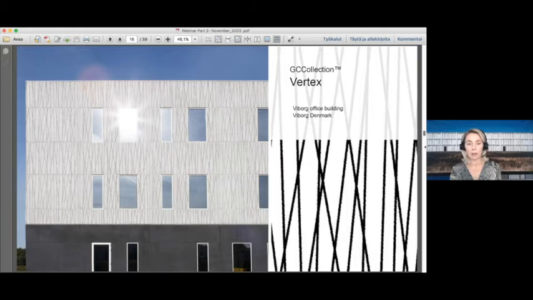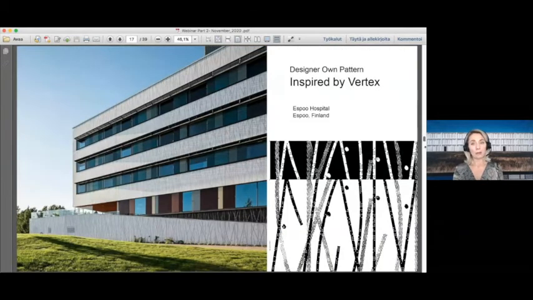In the next slide, this pattern served as inspiration. As I said, you don't need to use them exactly. You can come up with your own. Here the architect wanted something a little bit more vivid, so they made it a little bit curved and added some dots. And in these projects, they also made a positive and negative image.